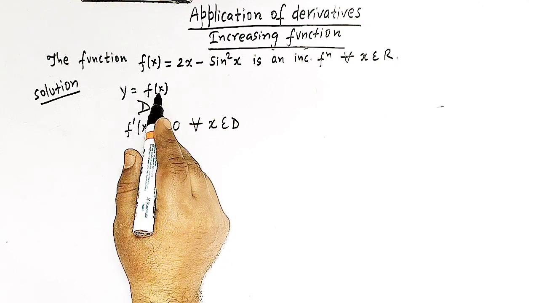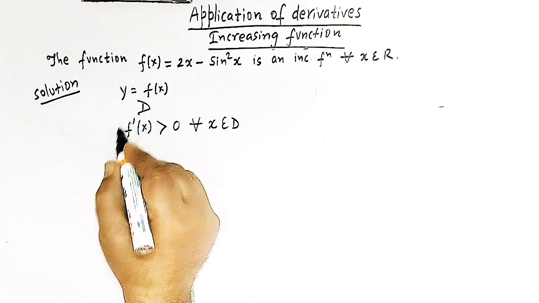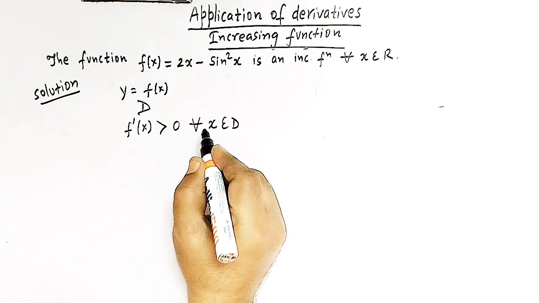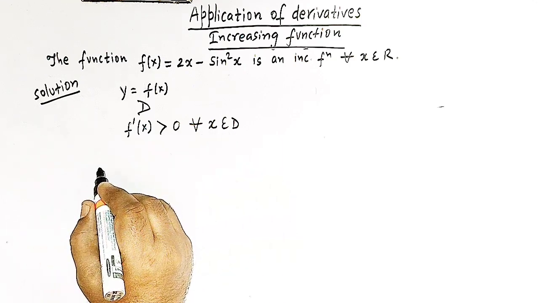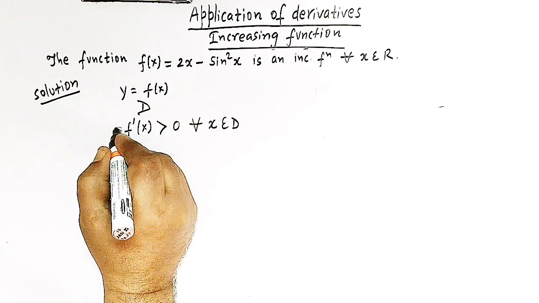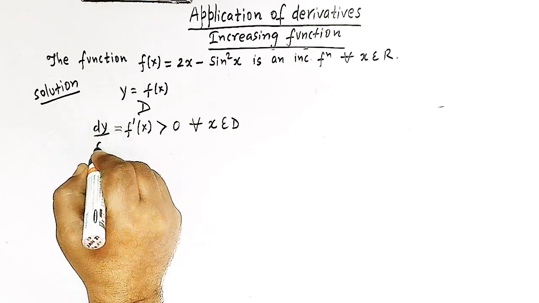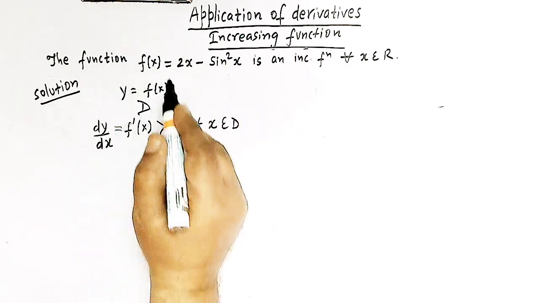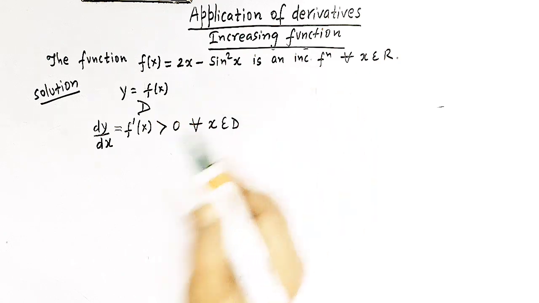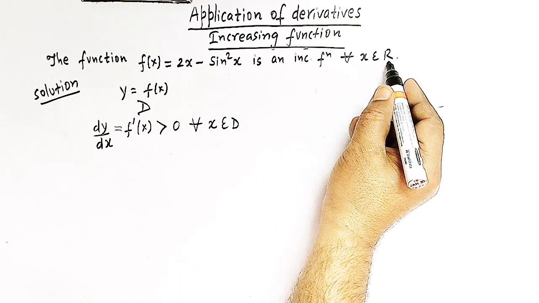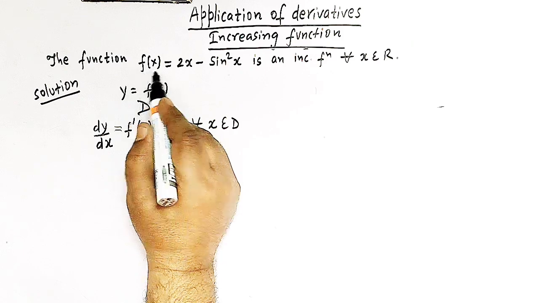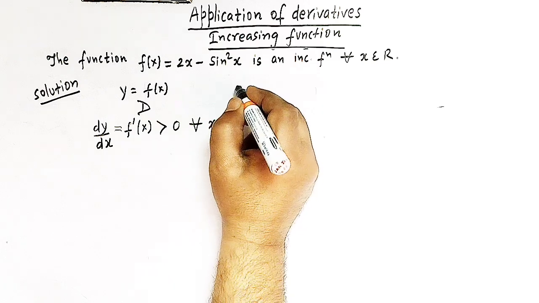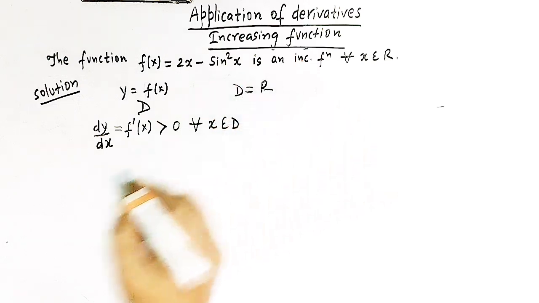So here f of x is said to be an increasing function if the derivative, that is f prime of x, is always a positive quantity for all values of x belonging to the domain. So here f prime of x can also be written as dy over dx, right? So here we'll use this definition to prove that this function is an increasing function for all values of x belonging to R. So here we can easily see that the domain of this function is the set of all real numbers. So here the domain is R, right?